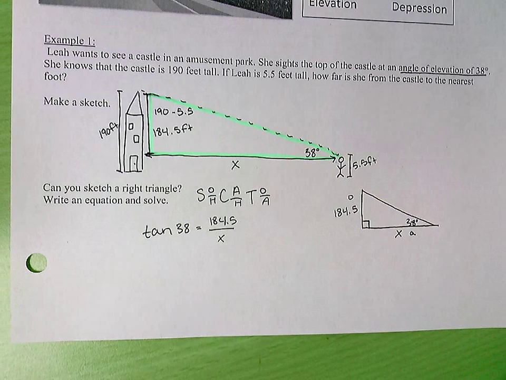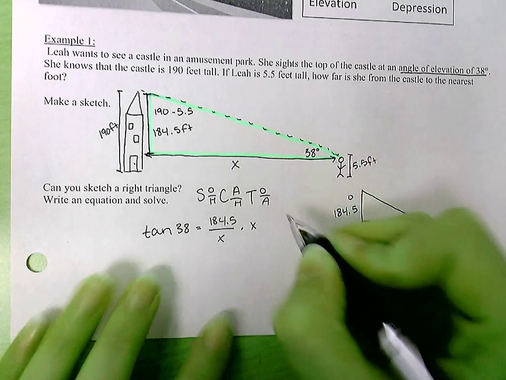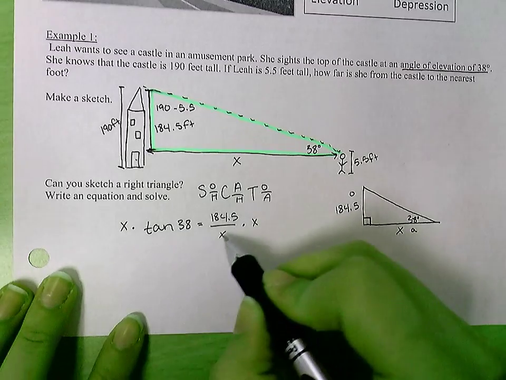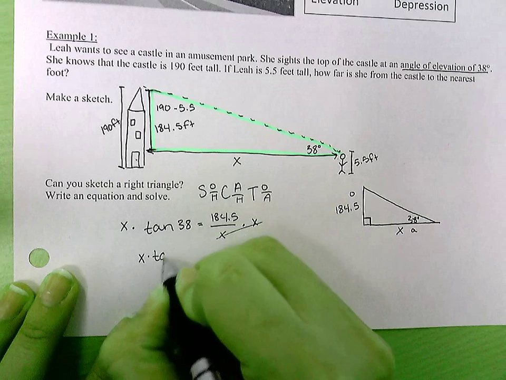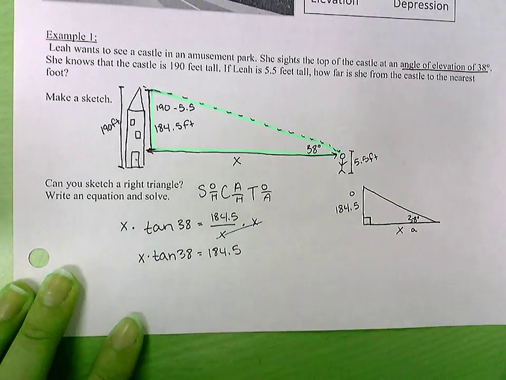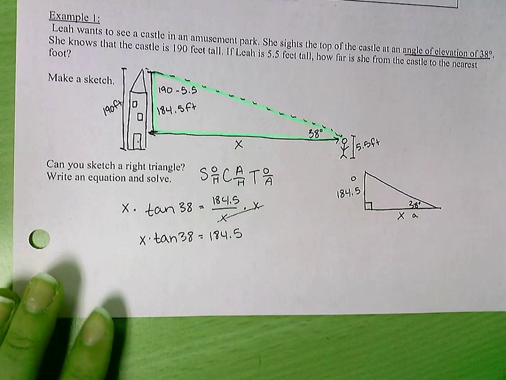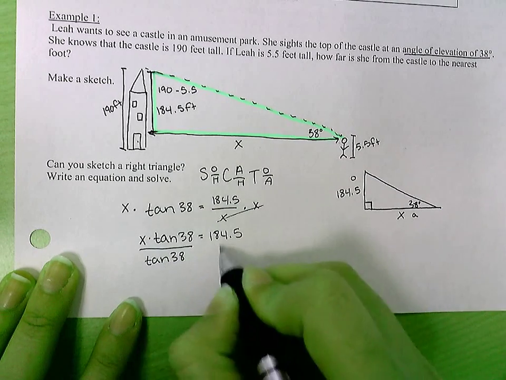When I have a problem like this and I'm trying to find one of the side lengths, you always multiply by whatever's in the denominator. That's X in this case. So I'm going to multiply both sides by X. They cancel out on the right. So we have X times the tangent of 38 is equal to 184.5. Now what do I do to get X by itself? Divide by the tangent of 38.